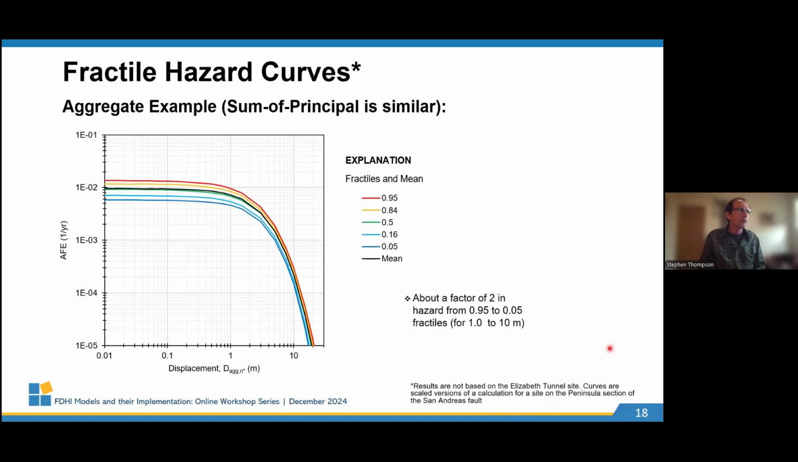Okay, fractile hazard curves. We'll look at the aggregate example. The sum of principal example is really similar. What we see with our hazard fractiles from the 0.95 to the 0.05 fractiles, as well as the mean, is that there's about a factor of 2 in hazard when we compare the 0.95 to the 0.05 for the displacement range of around 1 meter to around 10 meters. And so within a factor of 2 is really not too bad. And please remember that factor of 2 in a moment. So results are looking pretty good.